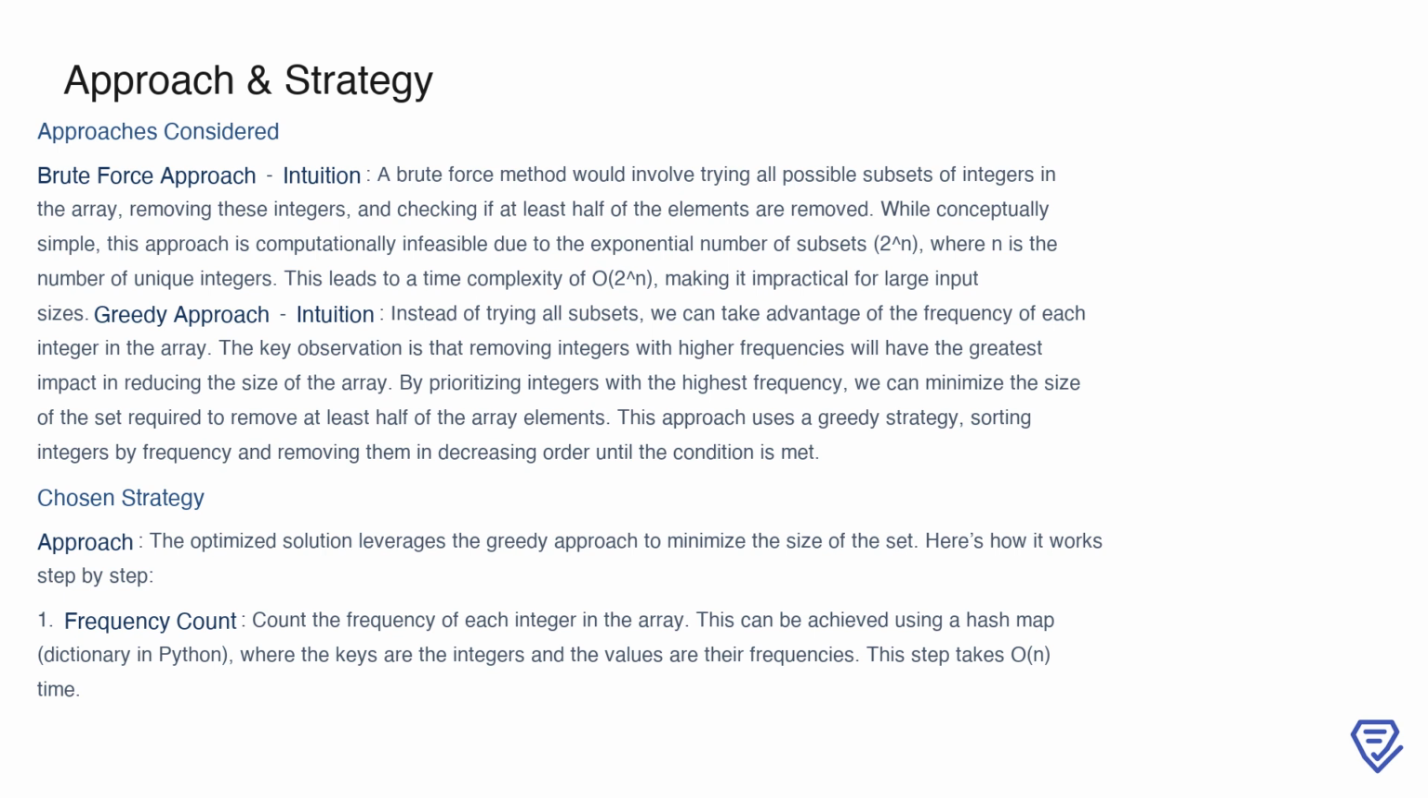On the other hand, a more efficient strategy is the greedy approach. Here, the key insight is to focus on the frequency of integers in the array. Removing numbers with higher frequencies has the largest impact on reducing the array size. By prioritizing these integers and removing them in descending order of frequency, we can achieve the goal of reducing the array size to half, while minimizing the number of integers removed. This greedy approach forms the foundation of the optimized solution for this problem.